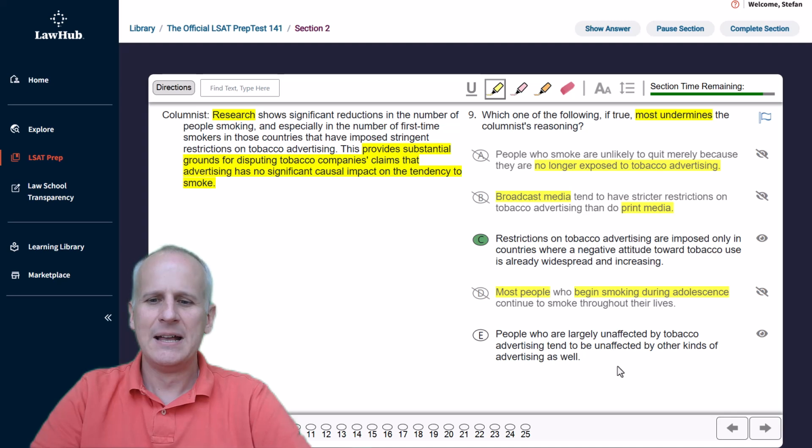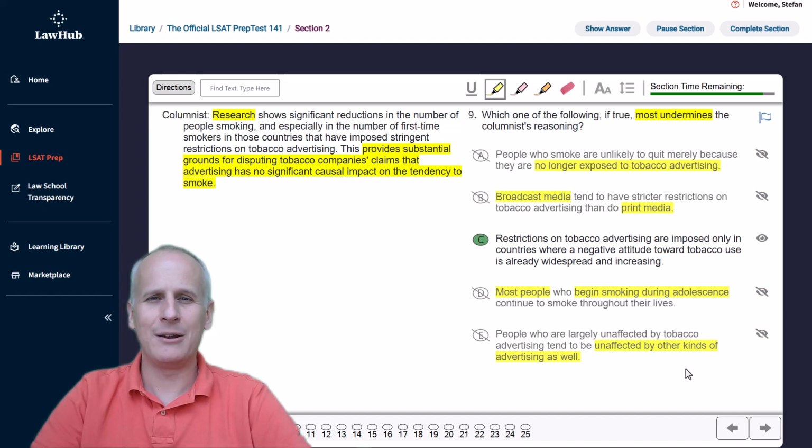And then choice E, people who are largely unaffected by tobacco advertising tend to be unaffected by other kinds of advertising as well. What other kinds of advertising? So again, choice C is convoluted, but it says that the impact of negative attitudes toward tobacco is what led to the restrictions on tobacco advertising, not the other way around, thereby weakening this columnist's argument in kind of a little bit of an obscure and obtuse way.